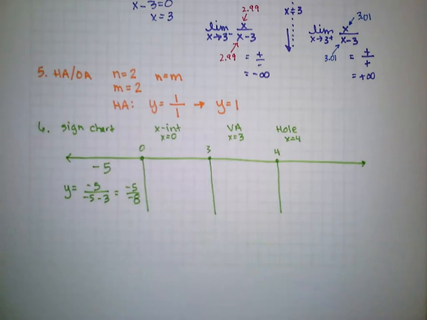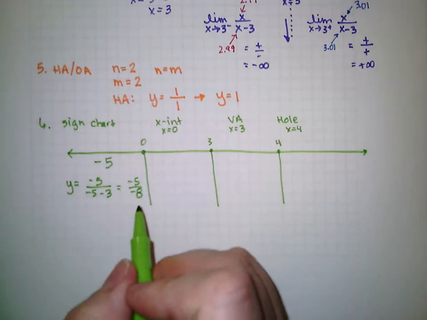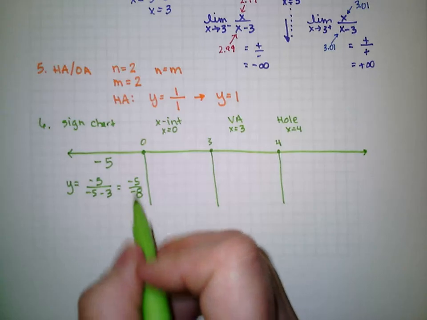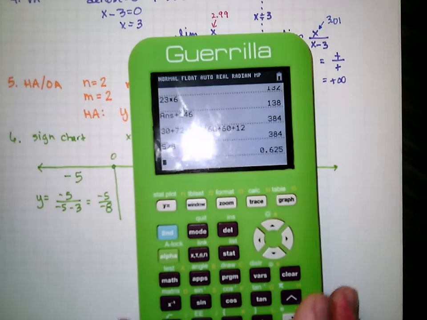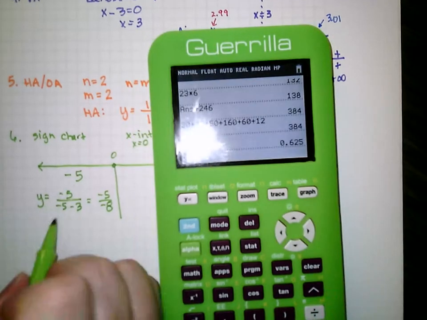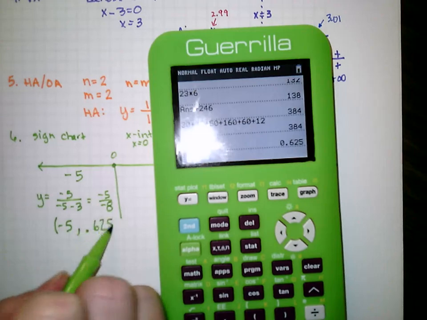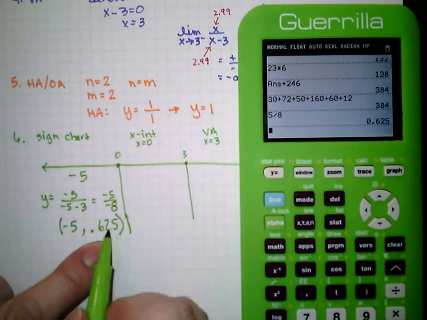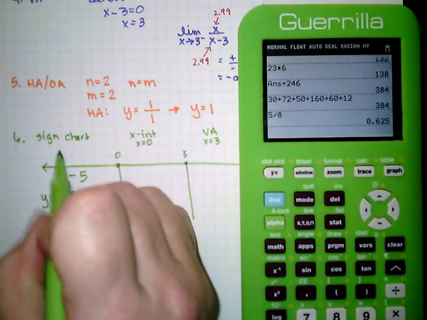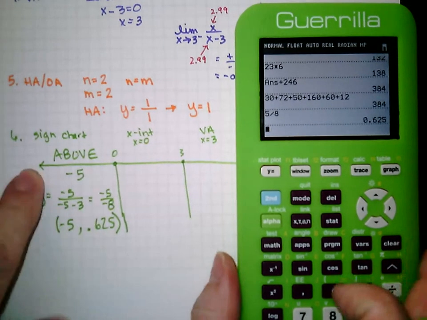Now, I would normally say it doesn't matter if we get the value or not, because we just really need to know the sign, if it's positive or negative. But in this case, if we go ahead and compute that value of negative 5 divided by negative 8 and get 0.625, that's going to be an extra ordered pair that we can put on our graph. So negative 5, 0.625, we can actually graph that as an ordered pair. But what that tells me is, since this y value is positive, my graph is going to be above the x-axis in this whole section.